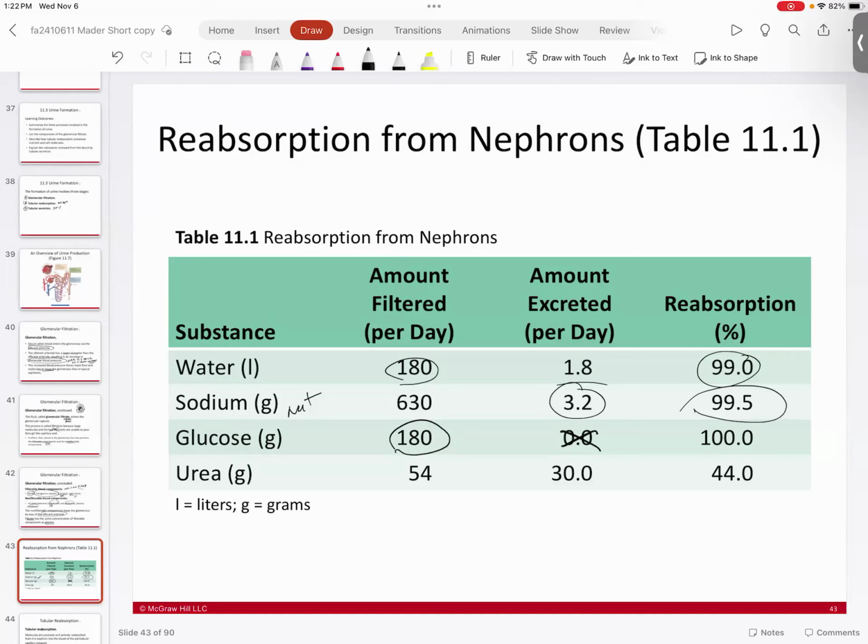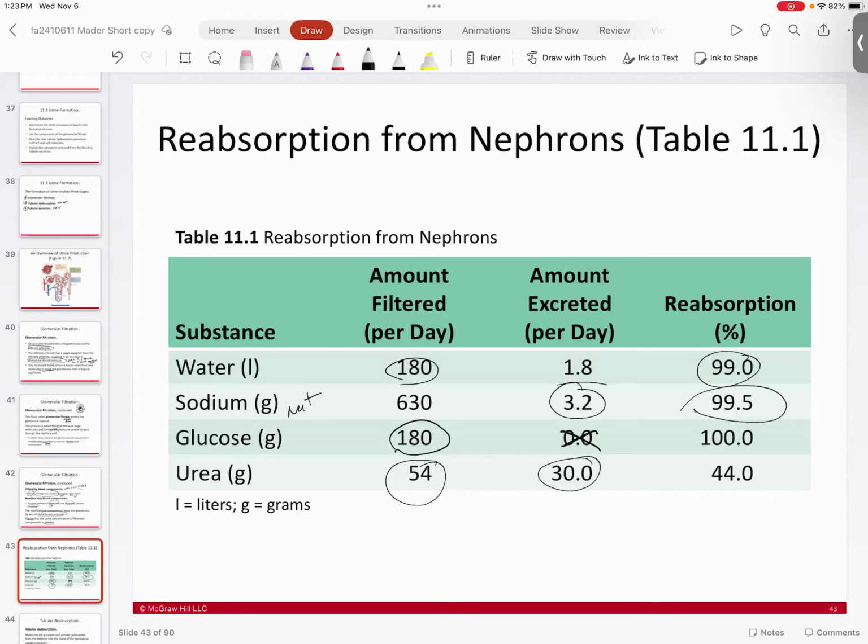Like, if you're a mammal, you had to chase down that prey, and you had to do a lot of work to get that food. You're not just going to urinate it away, right? So you're going to hang on to that. And then, of course, urea. Now, urea is different, right? Because we urinate out a lot of urea, but we also retain a lot of it, right? So there's about roughly 54 grams of urea that we actually get into the filtrate. We only excrete about 44% of that.